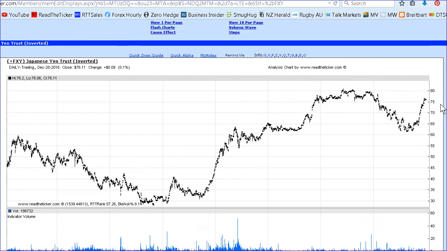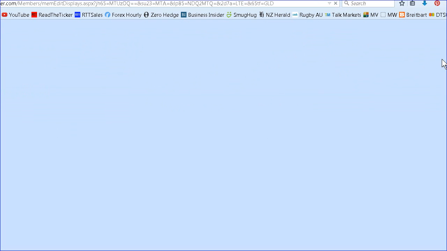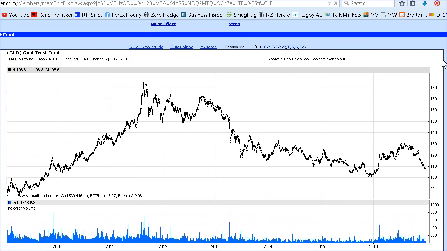Now let's have another look at another pattern which I would call incubating. It's building up. The GLD or gold chart. It gets a bit emotional about the gold, but here we have our resistance.